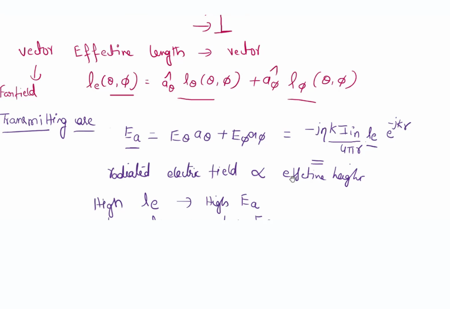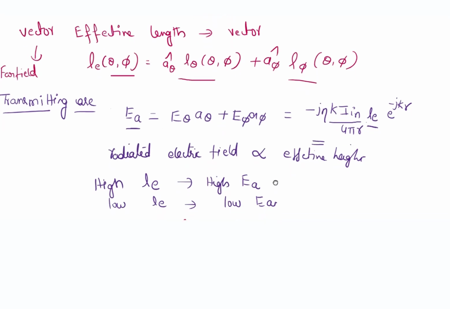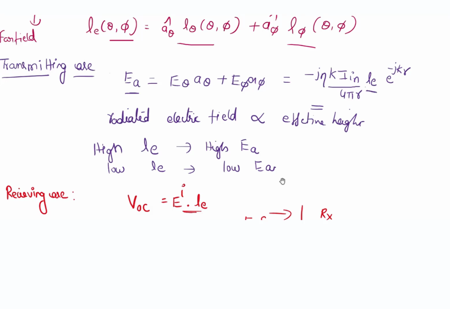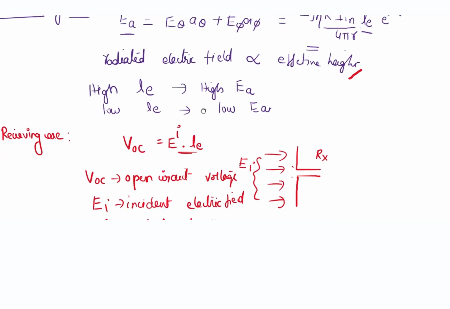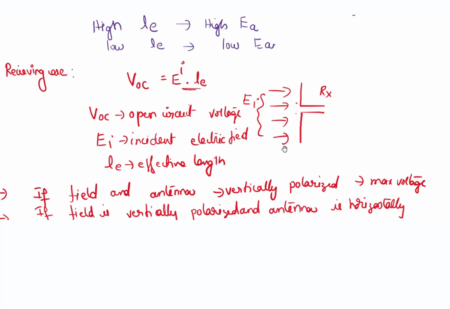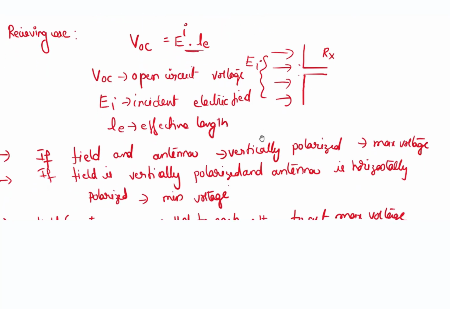Physical length and effective length are not the same. And vector effective length is a vector quantity, a far field parameter. So it has components along theta and phi. I explained two cases for vector effective length, the transmitting case and the receiving case. In the transmitting case, the radiated electric field is proportional to effective height. And in the receiving case, the induced voltage depends on the effective length like EI dot LE. As this is a dot product, to get maximum voltage, the incident electric field and the antenna must have the same polarization, meaning there must be polarization matching. So this is the concept of effective height or vector effective length.